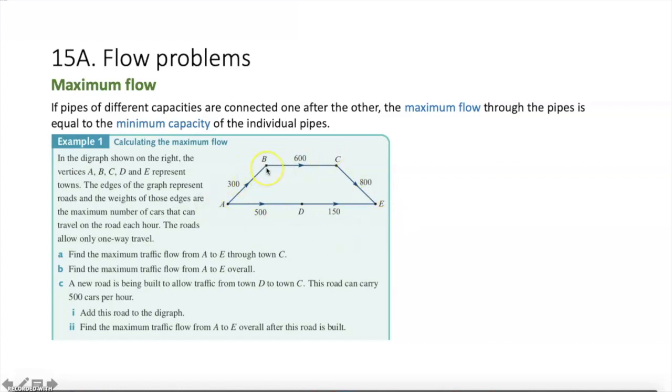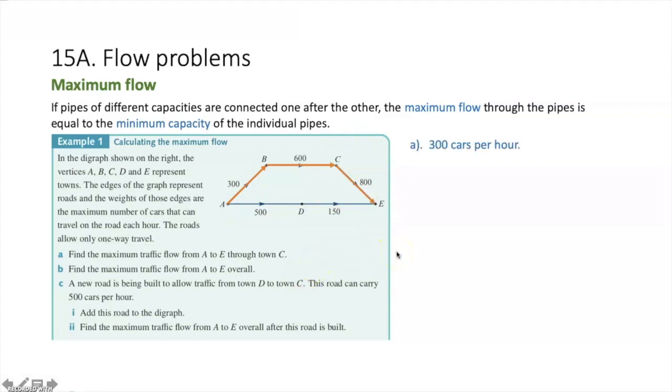From A to B, we only allow 300 cars to travel. Even though the capacity from B to C is 600, there will only be 300 cars. And the same for C to E, 300. Therefore, for question A, the maximum traffic flow from A to E via C will be 300.